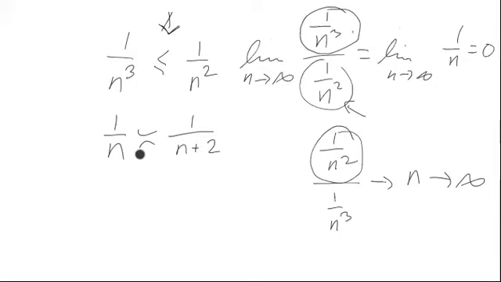Now, what about something like this? Notice this funny notation I use. This is asymptotic equivalence. This asymptotic equivalence simply means that we could have an asymptotic inequality going either way, just depending on changing the constant.